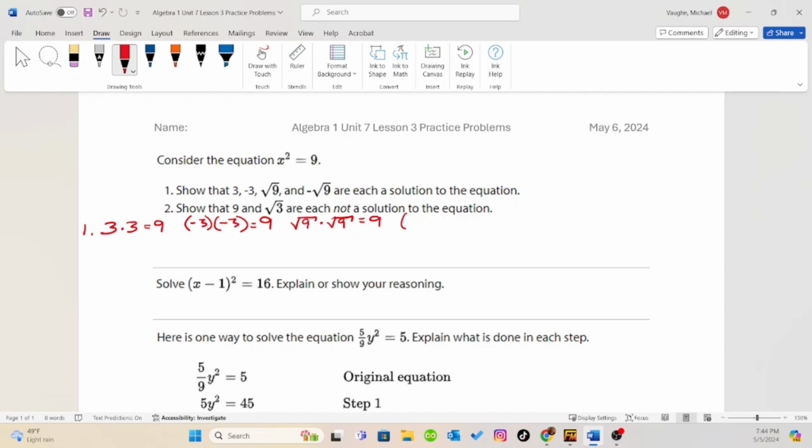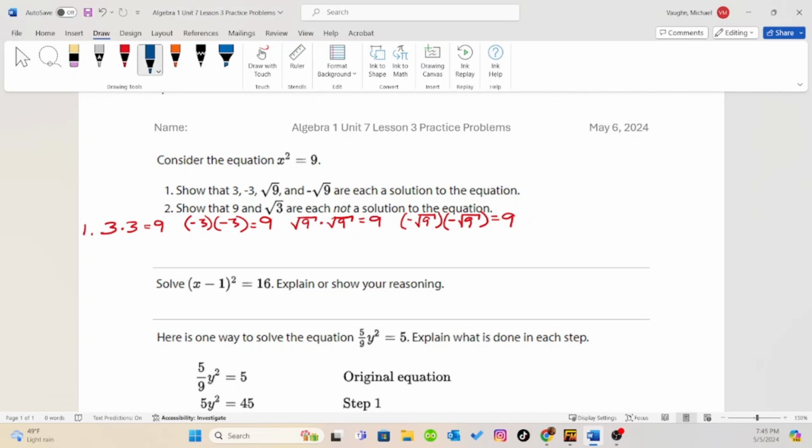And finally, we're going to have negative square root of 9 times negative square root of 9. Again, a negative times a negative is a positive, and the square root of 9 times the square root of 9 is 9. Since they all equal 9 when you multiply them by themselves, they are a solution to the equation x squared equals 9.